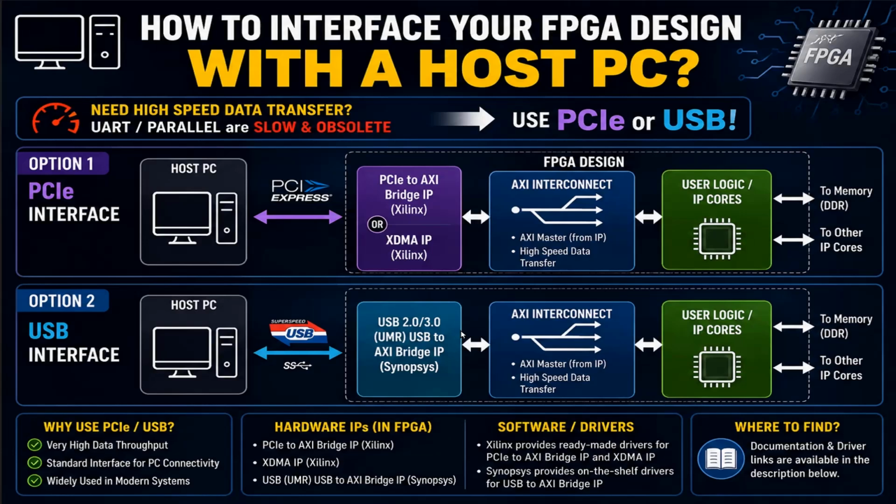Instead of that, I used one IP from Synopsys. This is called the USB to AXI bridge IP. In fact, its name is USB UMR to AXI bridge IP. It supports USB 3.0 also. One side of it is USB 3.0 and the other side is AXI, which will be connected to an AXI interconnect, and the other side of the AXI interconnect will be connected to other AXI IPs. And this IP, USB UMR to AXI bridge IP, will also act like an AXI master. So a very high data rate can be achieved with this.